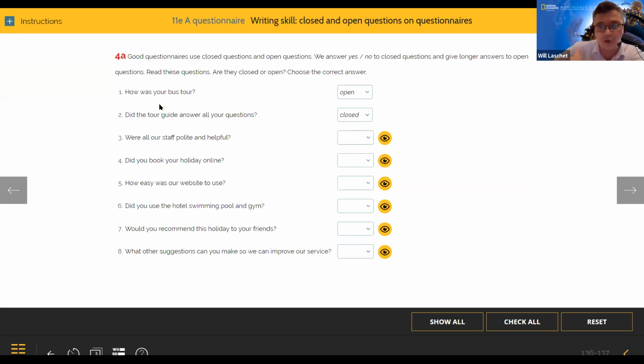What we could do for this open question, how was your bus tour, is give them some options, couldn't we? So we could choose some options. We could say, for example, it was excellent. We could say it was good. It was okay. It was not up to my expectations. So we could pick some answers for them to have, and this will guide them a little bit. So it's still an open question, but we're limiting their responses.